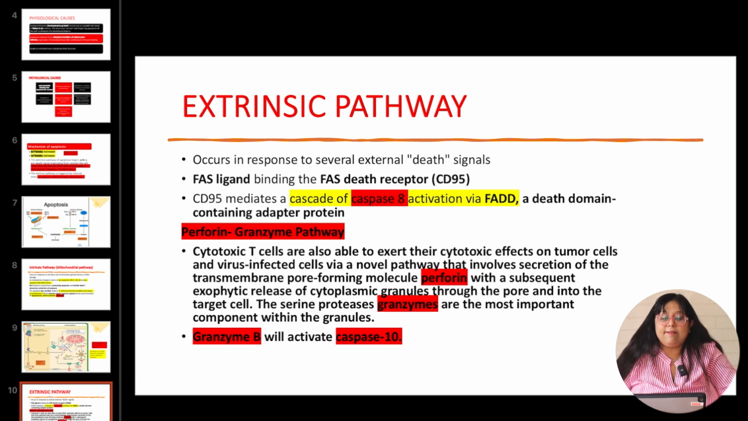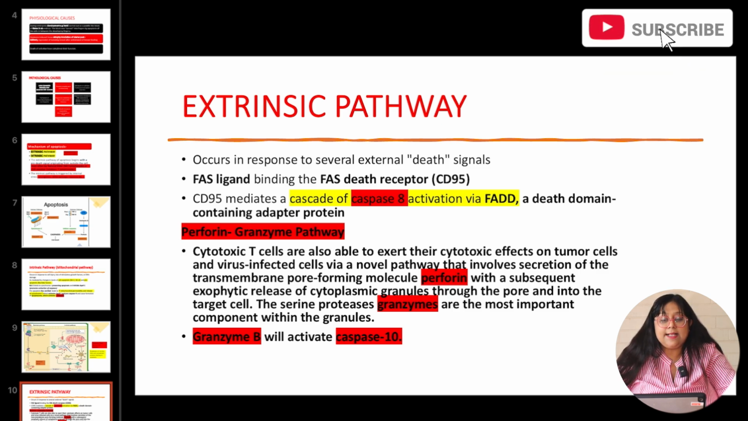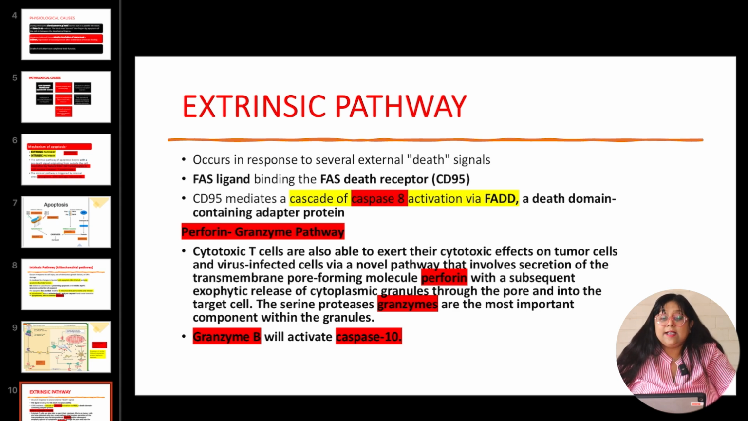Another pathway is the perforin granzyme pathway. What happens in the perforin granzyme pathway? In the perforin granzyme pathway, the cytotoxic T cells are also able to exert their cytotoxic effects on tumor cells and virus-infected cells via another pathway which involves secretion of the transmembrane pore-forming molecule perforin, which causes release of cytoplasmic granules, which are granzymes, through the pore into the target cell. And these granzymes activate another initiator caspase, which is caspase 10, which will further lead to activation of the executioner caspases and cause apoptosis.